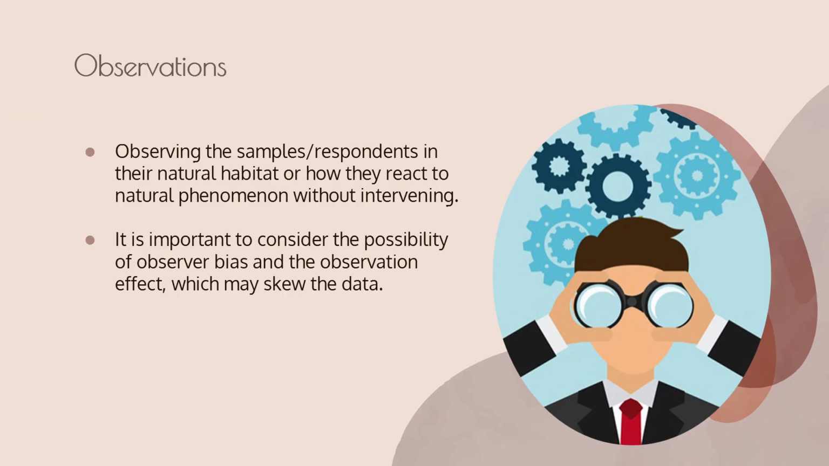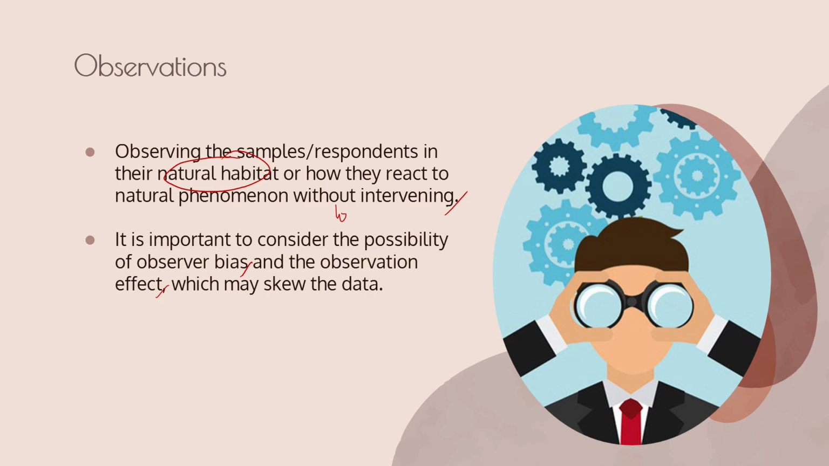Next, we have observations. So observations merely observe the samples or the respondents in their natural habitat or how they react to natural phenomenon without intervening. So the key term here is that we're not supposed to be intervening. So there is no intervention that's going to happen for observations. We simply want to observe what they're doing and how they react. Okay. However, it is also important to consider the possibility of what we call observer bias and the observation effect, which may skew the data.